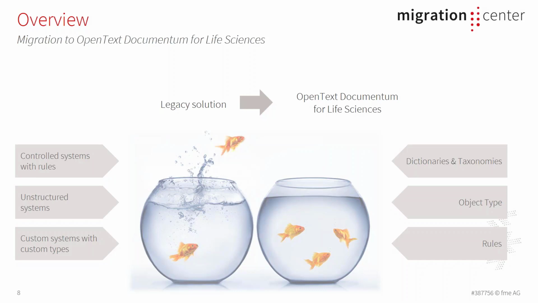That's where we have path 2 for Migration Center. We call it scanner. And also from maybe a third-party vendor solution you've got set up where you want to move from. And everything has to fit, of course, as I showed in the previous slide, to the dictionaries and taxonomies of the Documentum for Life Science, also the object types, and also the rules, security.